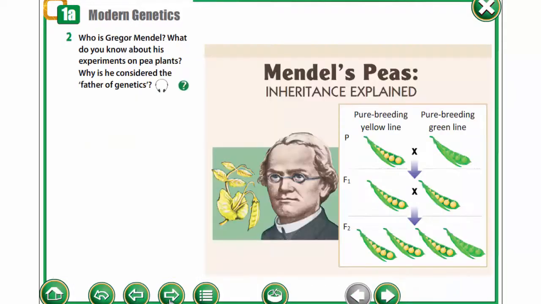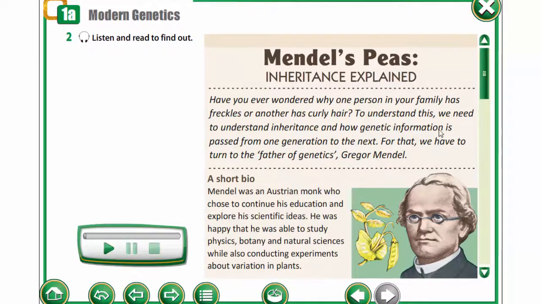In exercise 2, you are to answer the questions. Who is Gregor Mendel? What do you know about his experiments on pea plants? Why is he considered the father of genetics? Read the text to find out.